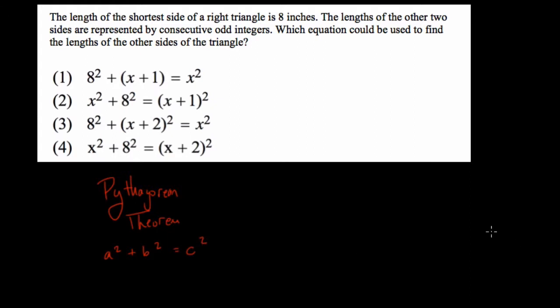And to help me out with this problem, I would start to sketch out what they're telling me. Right, they're telling me that we have some right triangle, and we know that the shortest side is 8 inches. So this leg looks like it might be the shortest, so that's 8 inches there. The lengths of the other two sides are represented by consecutive odd integers. So it's two integers that are odd right after each other, like 7 and 9 and 11 and so forth. Which equation could be used to find the lengths of the other sides of the triangle?